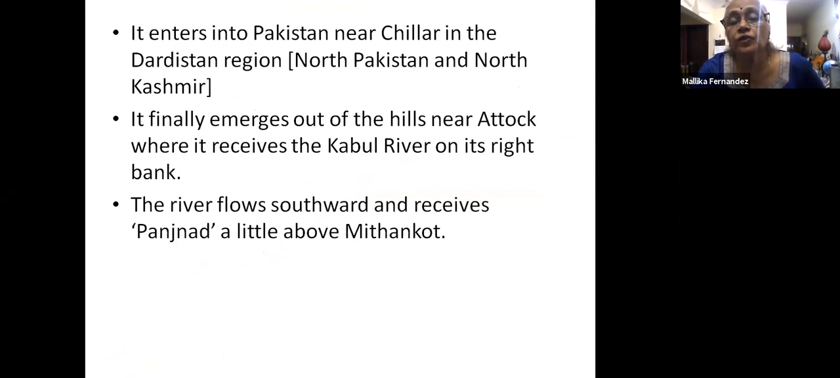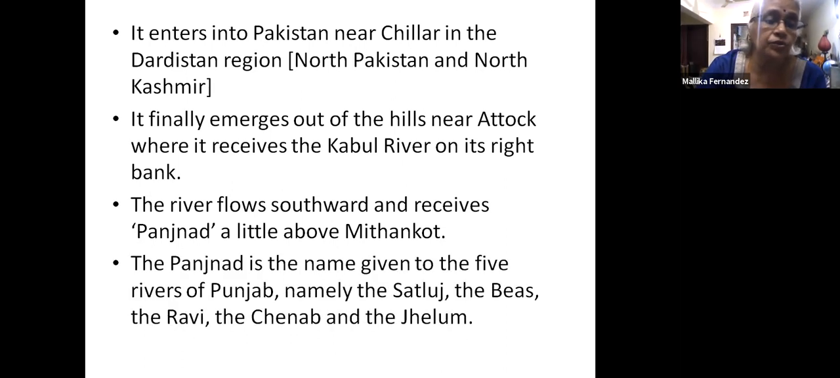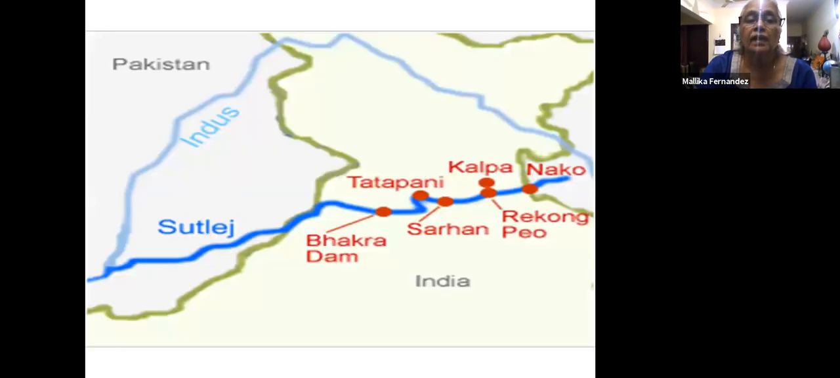And then, like I told you, it meets up with the Panjnad. The Panjnad here is the Sutlej and the five rivers, a little above a place called Mithankot. So Panjnad is a name maybe you should know. Right, so I told you this yesterday, the name given to the river after all these rivers meet with the Sutlej, then they form together, and that short stretch is called the Panjnad, meaning five rivers.